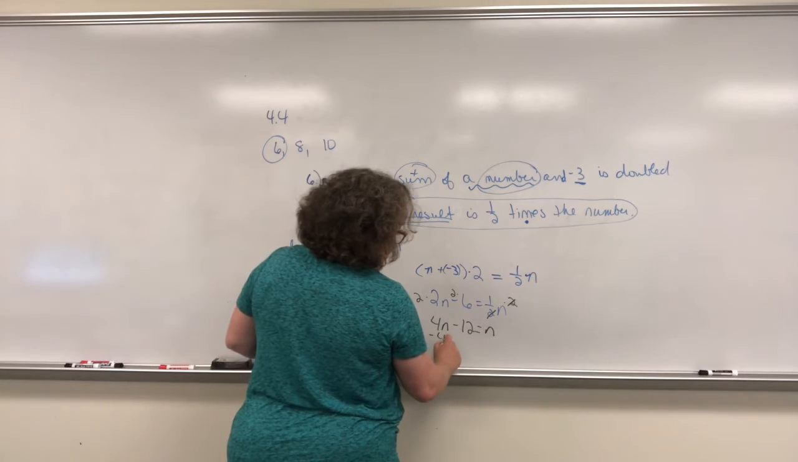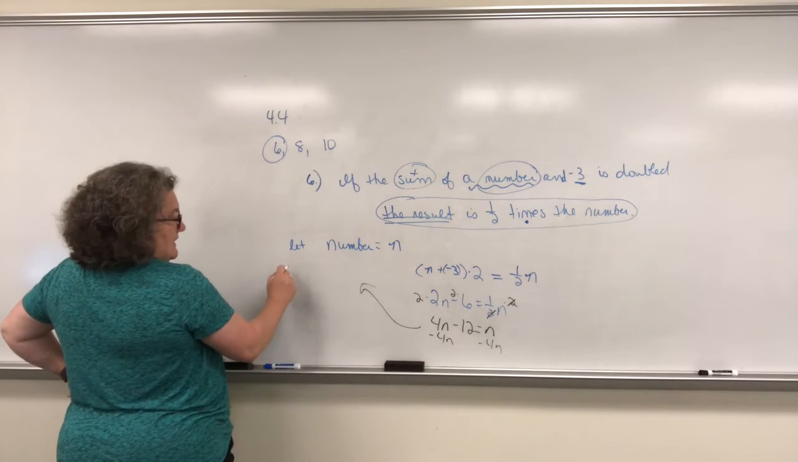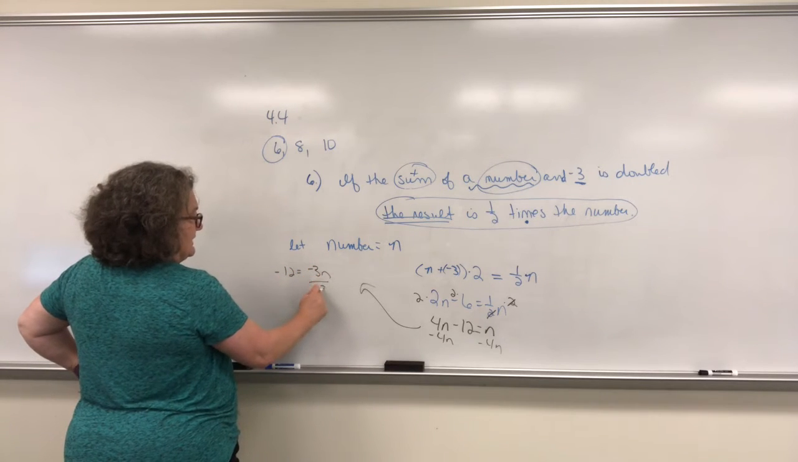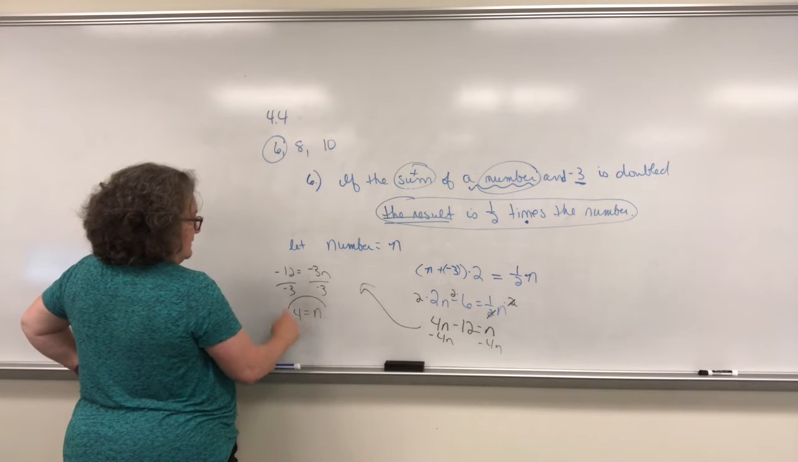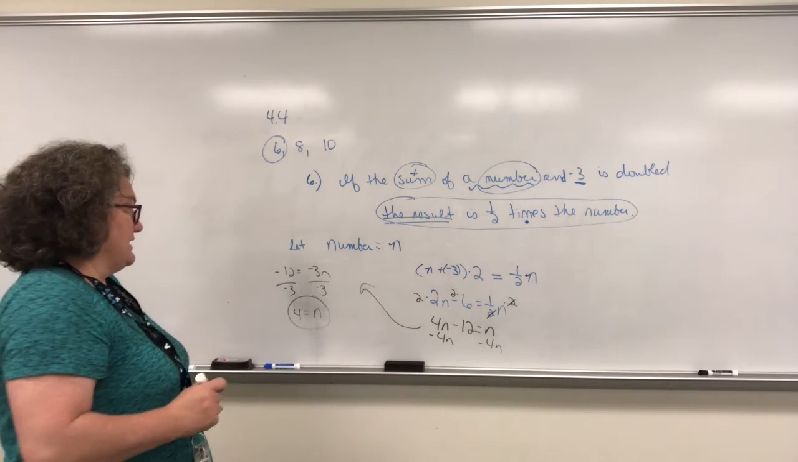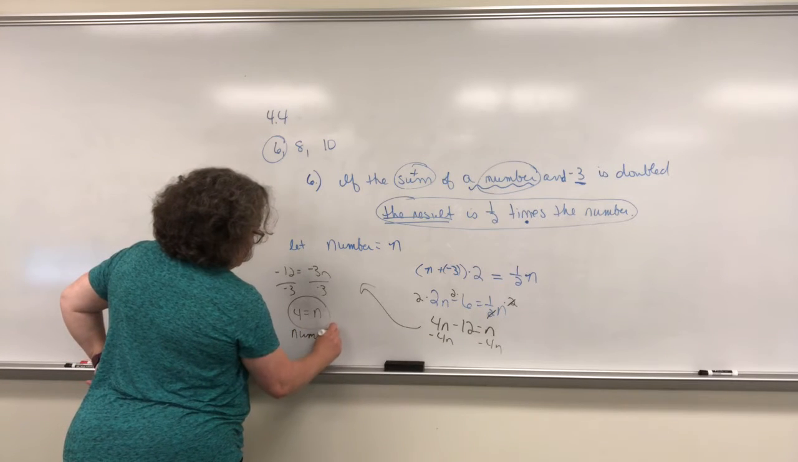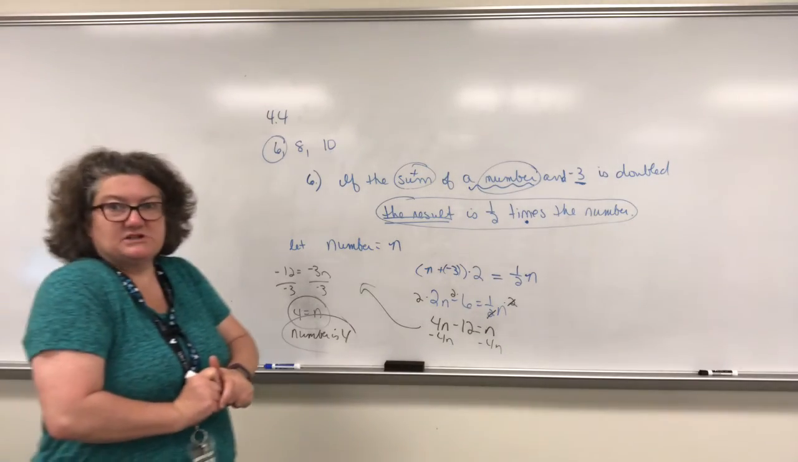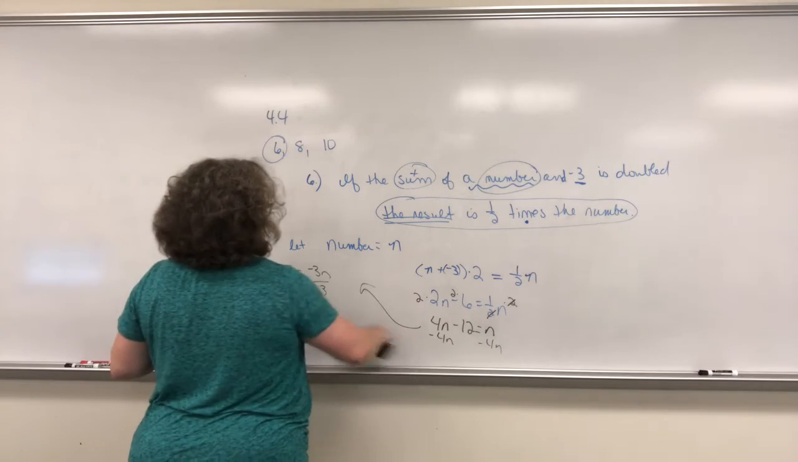I subtract 4n from both sides, and I have -12 equals -3n. Dividing by -3, we have 4 equals n. And I'm done. So the number is 4. All right, so let's go on to question number 8 and see how we do with that.